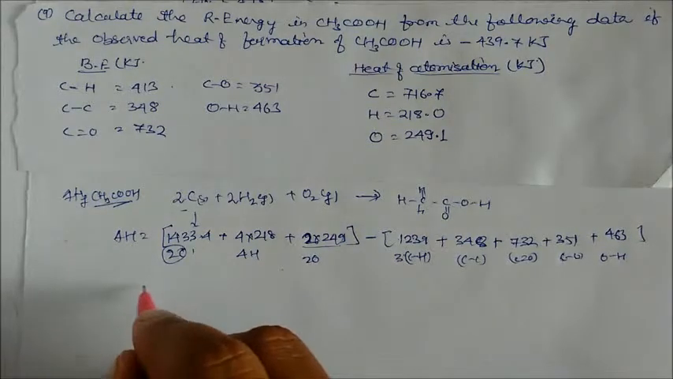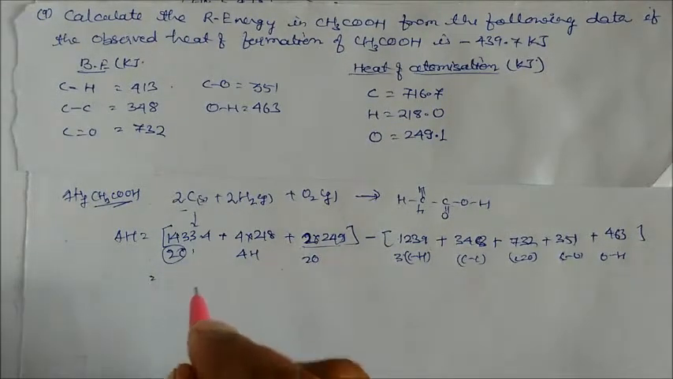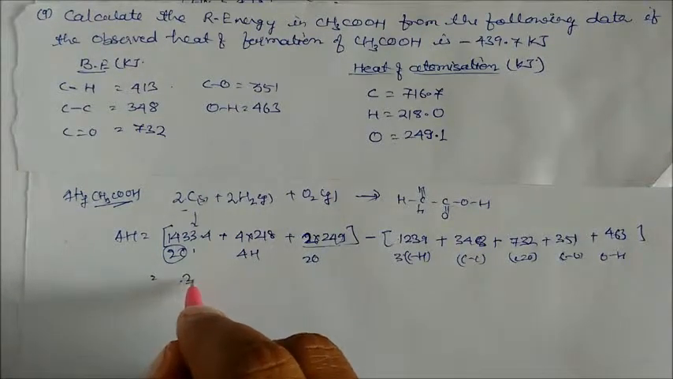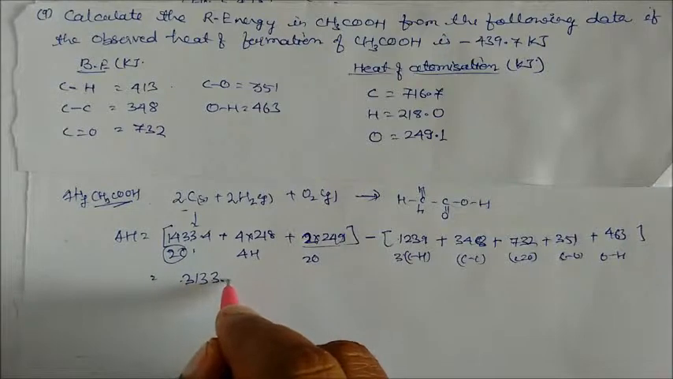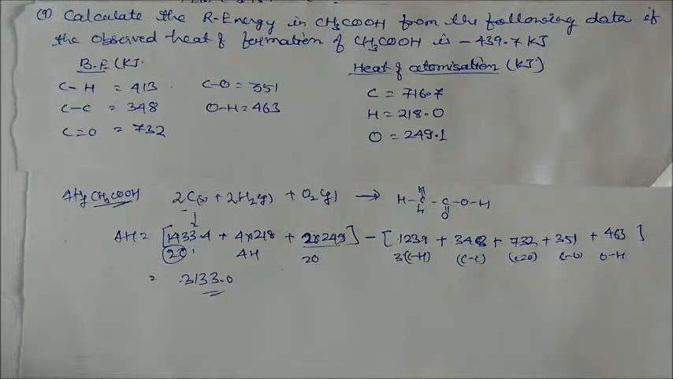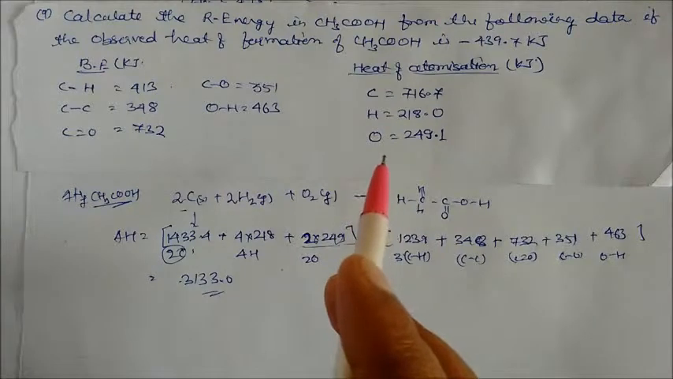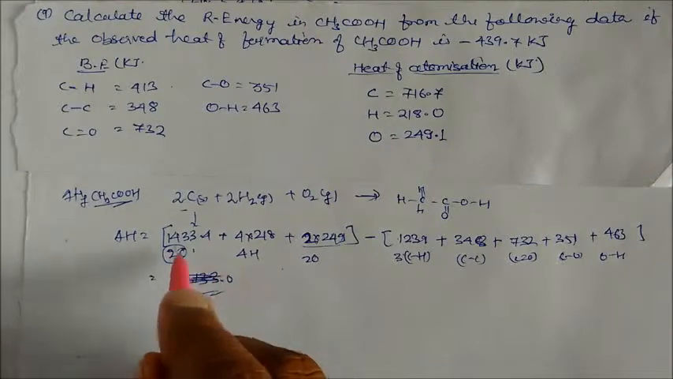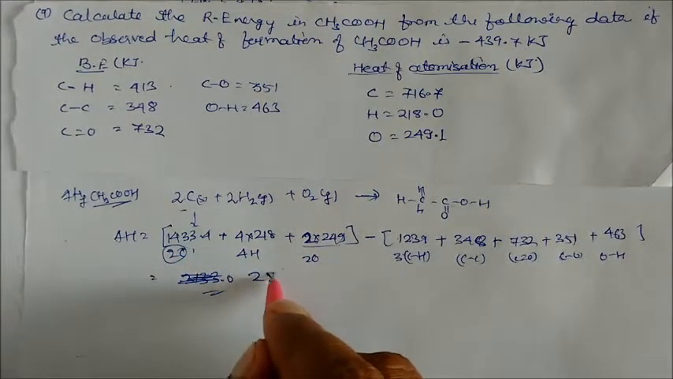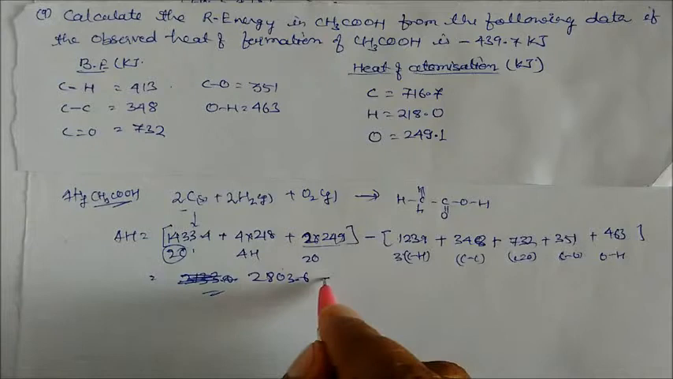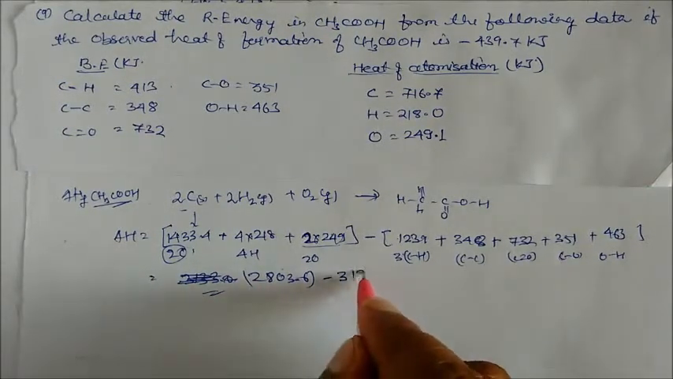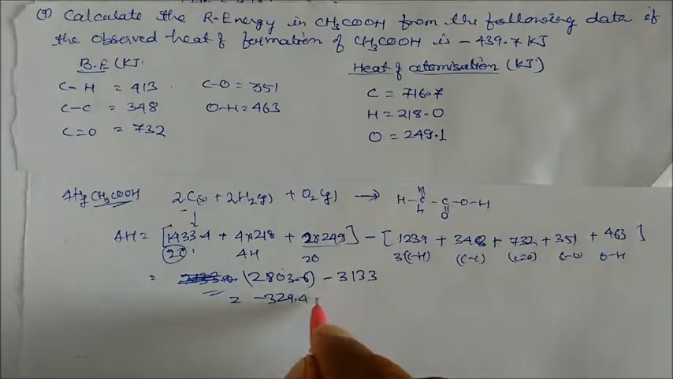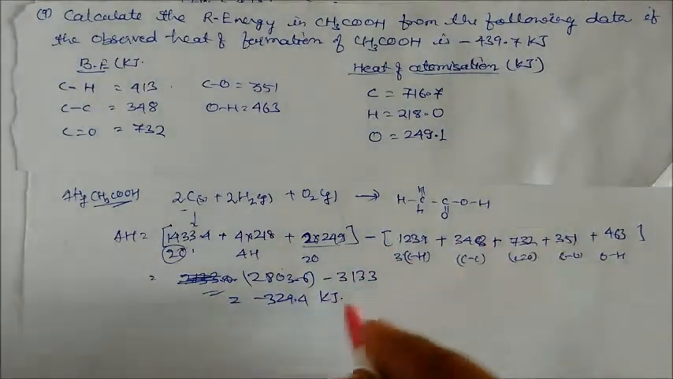So if you add and subtract, we will get a value here, that is 3133 something. Not this value, this whole value is given here as 2803.6, and this value is given here as 3133. So on solving we will get minus 329.4 kilojoule, that is the total value.